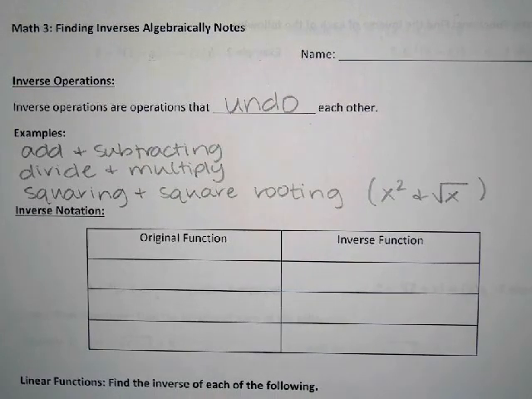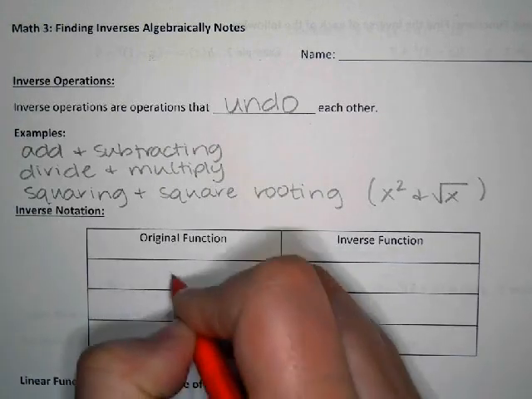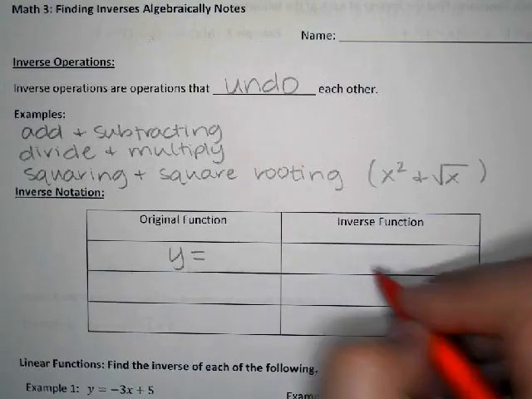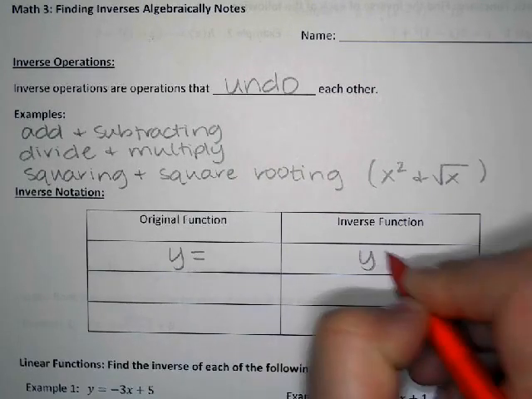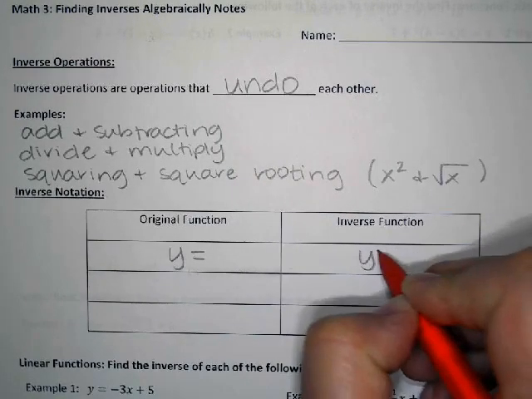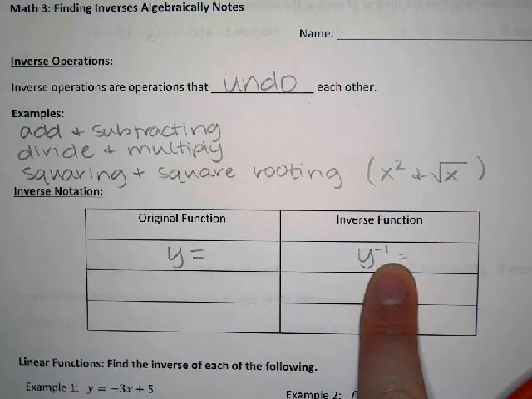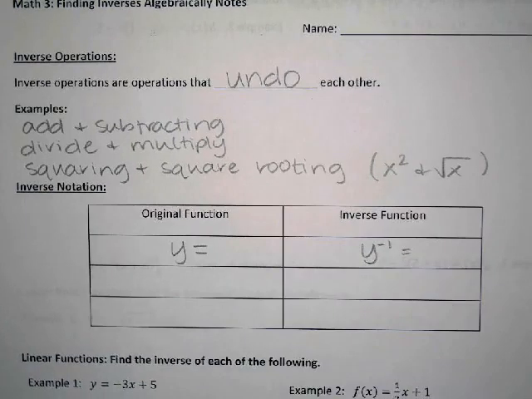And inverse notation looks really specific, so we want to write down if the original function is written a certain way, we want to write that the inverse is something else so that we can tell them apart. So if the original function said y equals, then the inverse function would be written as, we say it out loud, y inverse, but it looks like an exponent of -1. That's not how you read it. You literally say y inverse, but it looks like an exponent.